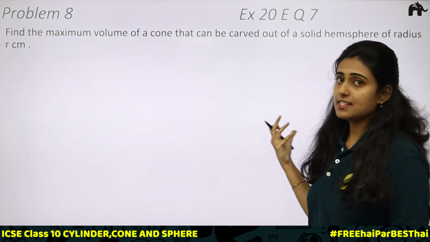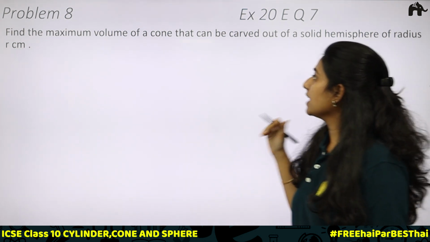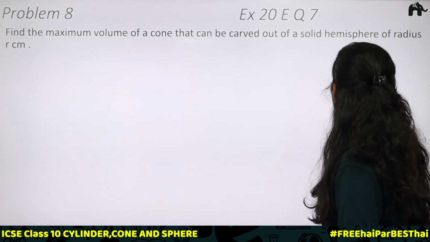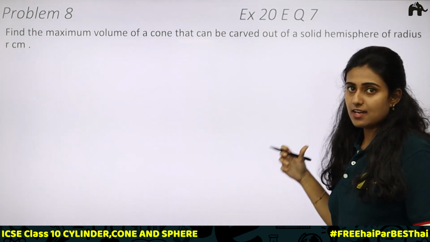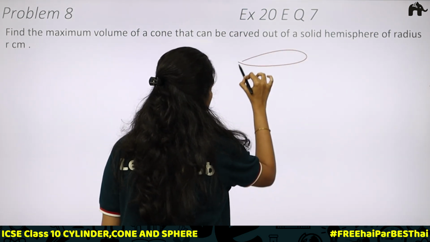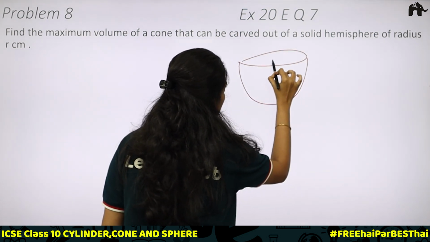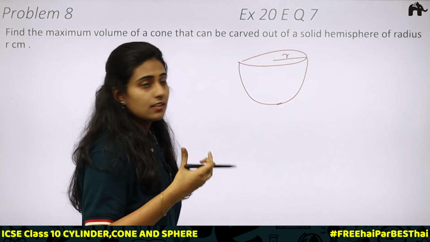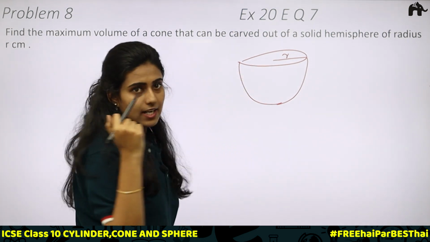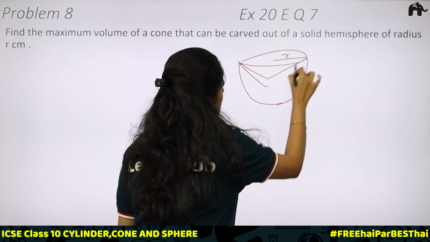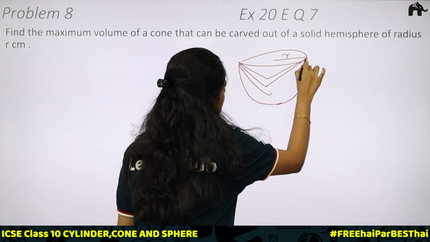Question 7 of exercise 20E. Find the maximum volume of a cone that can be carved out of a solid hemisphere of radius r centimeter. We have a solid hemisphere whose radius is r centimeter. So from this we can carve out many cones, right? Like this is a cone, this is a cone, this is a cone.